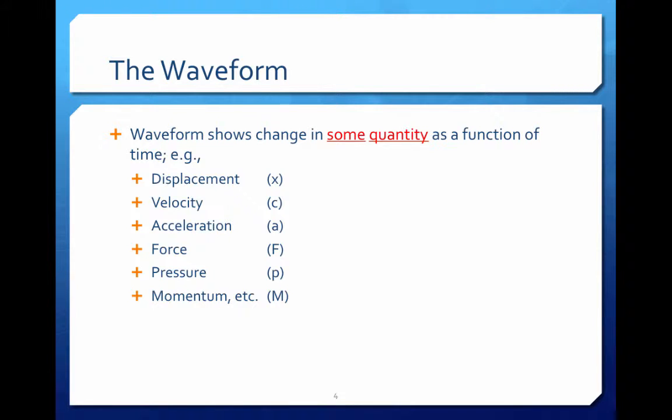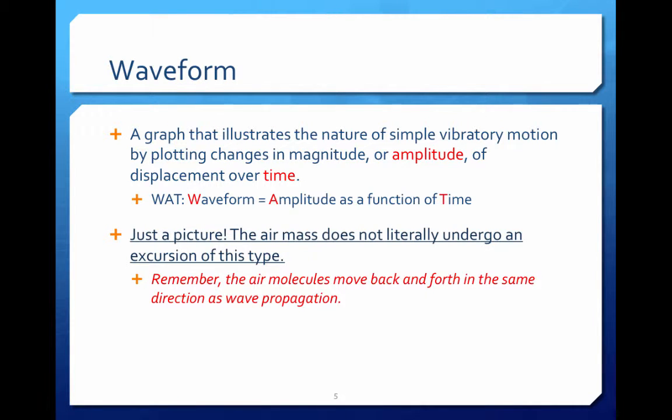The waveform shows changes in some quantity as a function of time. So displacement, velocity, acceleration, force, momentum, all of the derived physical quantities that we discussed. A waveform is simply a graph that illustrates the nature of simple vibratory motion by plotting changes in magnitude, also known as amplitude, of displacement over time. So think of what? Waveform equals amplitude as a function of time.